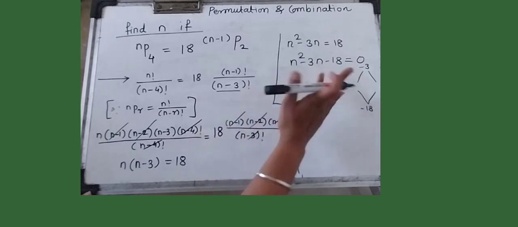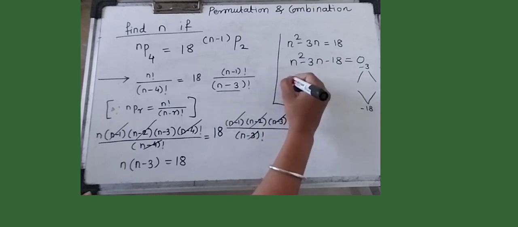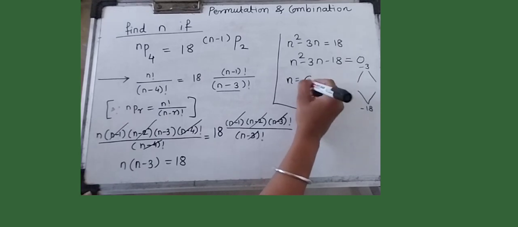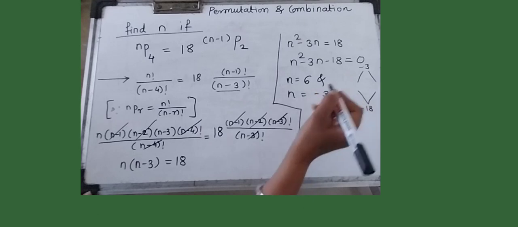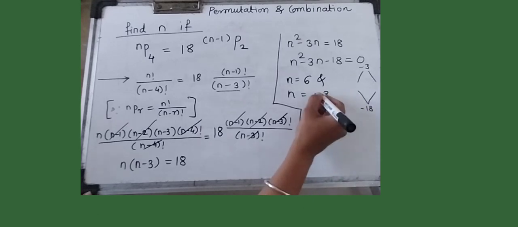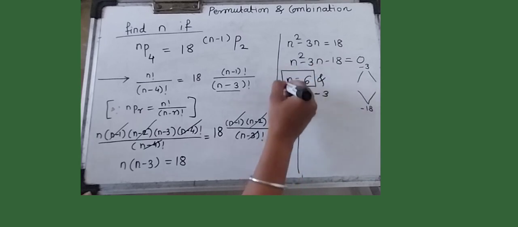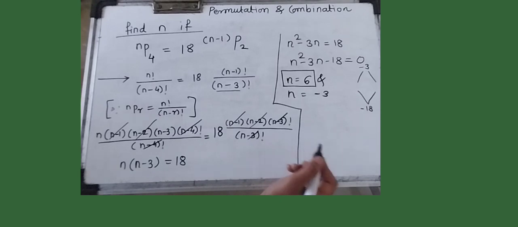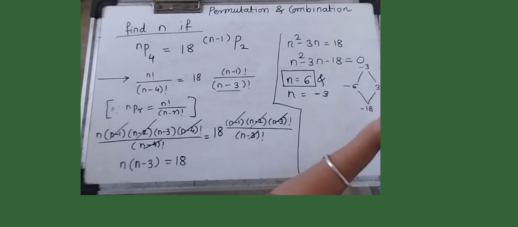So I write here n equal to 6 and n equal to minus 3. Negative value cannot be taken, as we know. So our answer is this one. Clear? Okay. Take a screenshot.